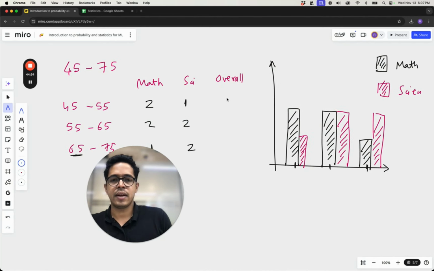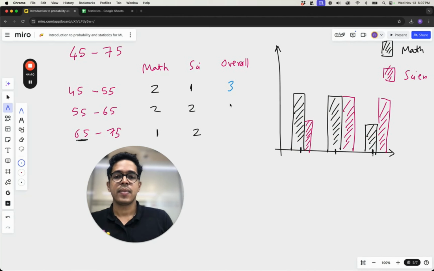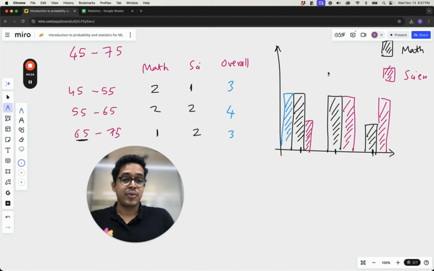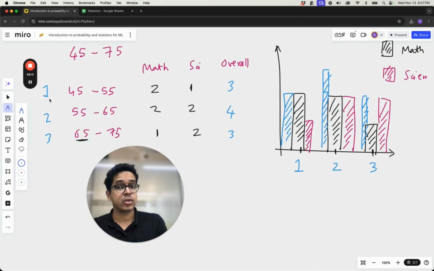We can also define an overall histogram. Overall, there are 3 students in the first bucket. If you consider math plus science, there are 4 students in the second bucket and there are 3 here. So overall could look something like this. This is overall how the first bucket looks, this is how the second bucket looks, and this is how the third bucket looks. So this is bucket 1, bucket 2, bucket 3. Bucket 1 is the lowest scorers, bucket 2 is medium scorers, and bucket 3 is high scorers.